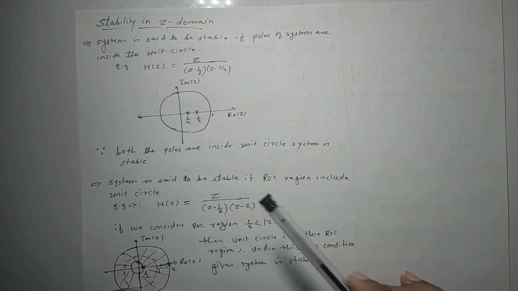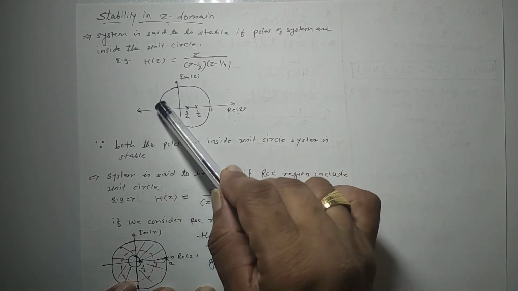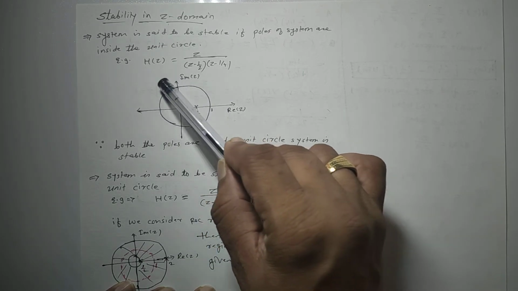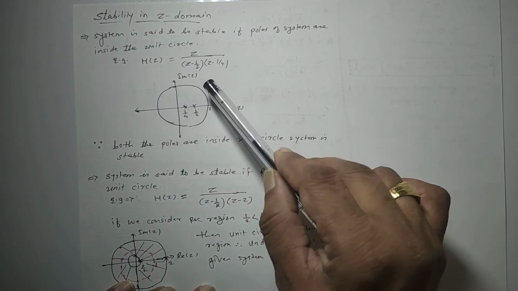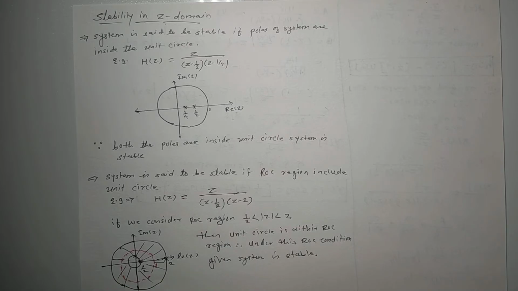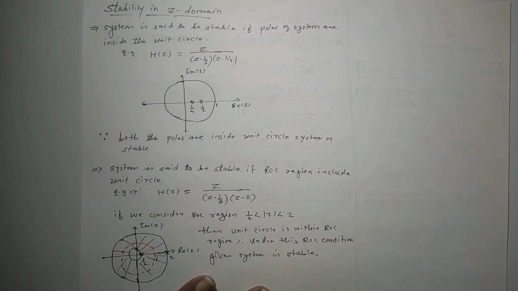ऐसा है, z plane divide होता है when you draw the unit circle. Inside the unit circle वाला region स्टेबल. ओके, on the circle वाला region will be marginally stable and outside the circle वाला region will be unstable. Okay, another way we can define the stability is in terms of ROC.